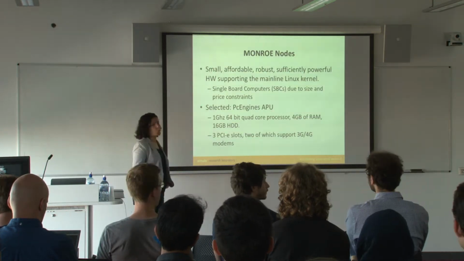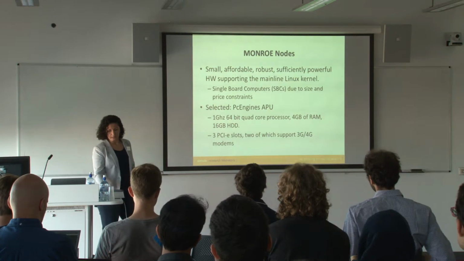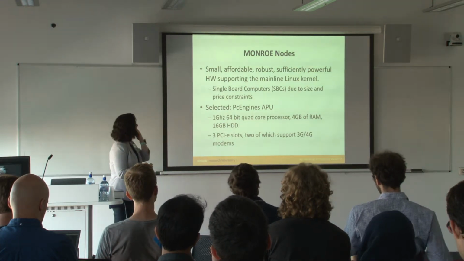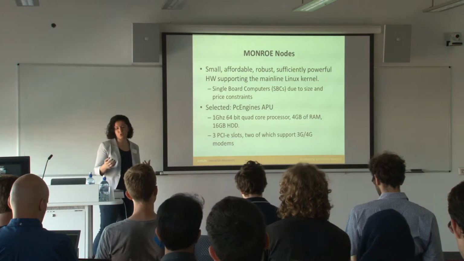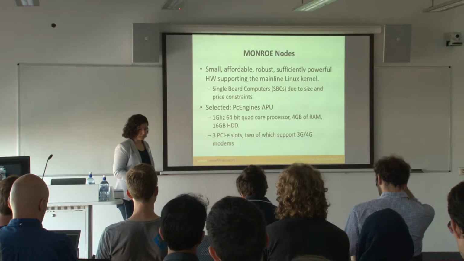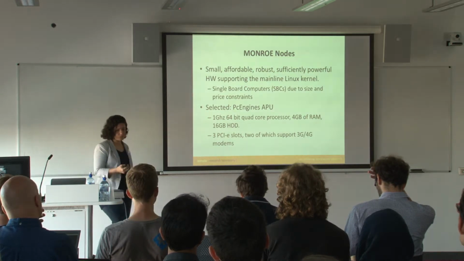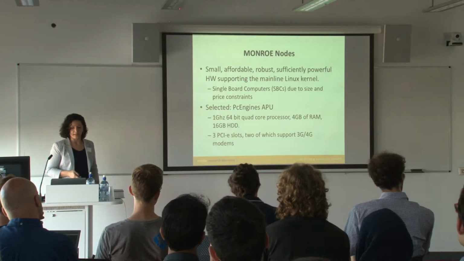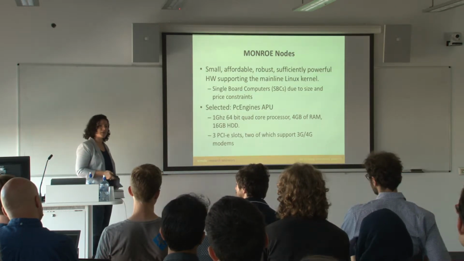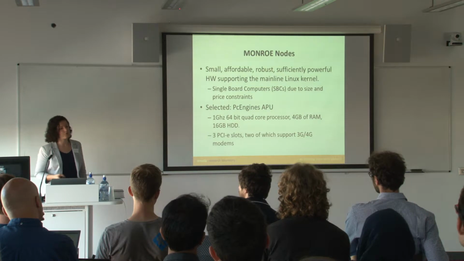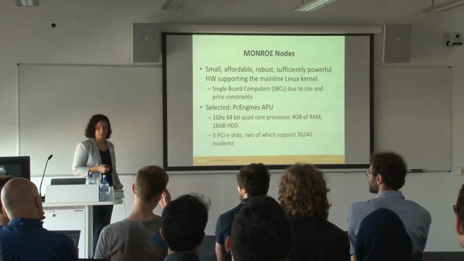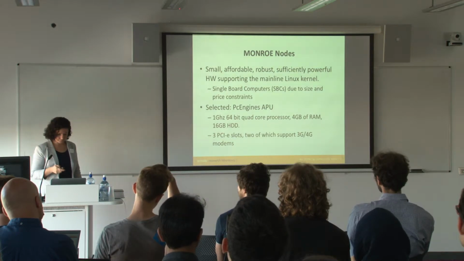Okay, so what is a MONROE node? As I said, it's a small programmable computer, and among different choices, we ended up using the PC Engines APU to serve as our main board, which has a quad-core processor. It has reasonable RAM and HDD, and it allows us to run even demanding applications like web and video.